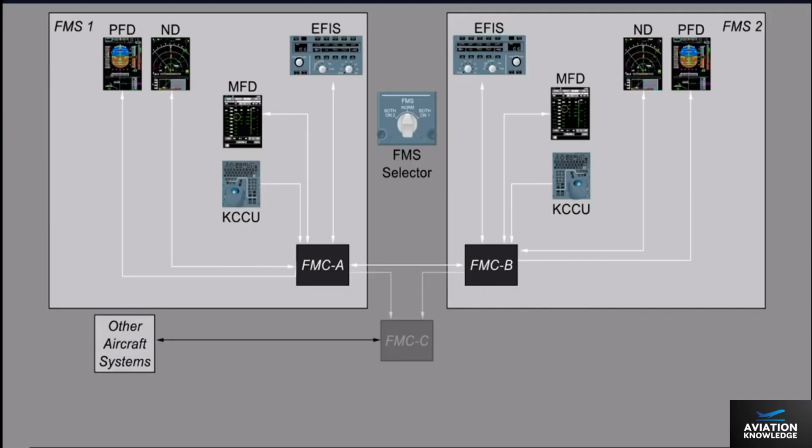The aircraft is equipped with 3 flight management computers. Flight Management Computer A provides data to Flight Management System 1. Flight Management Computer B provides data to Flight Management System 2. Flight Management Computer C serves as the backup flight management computer.